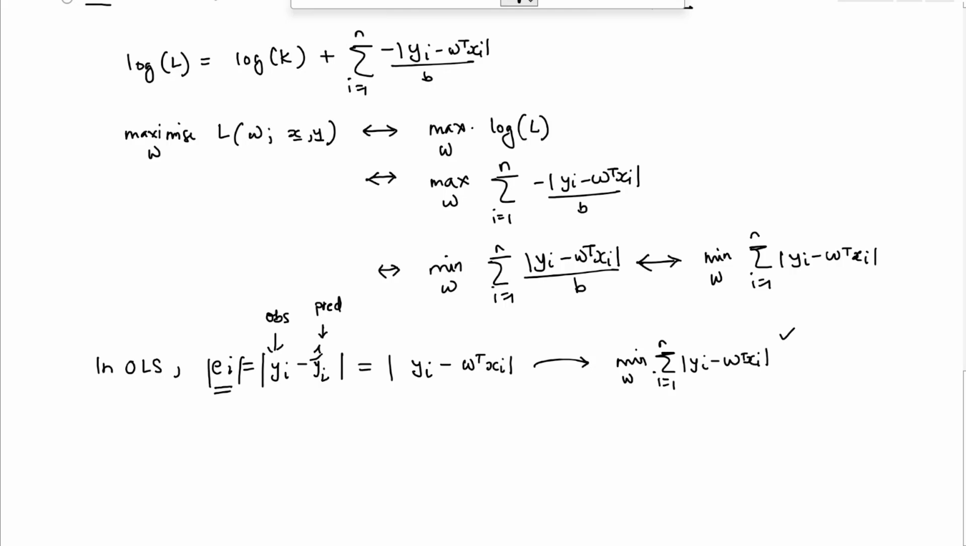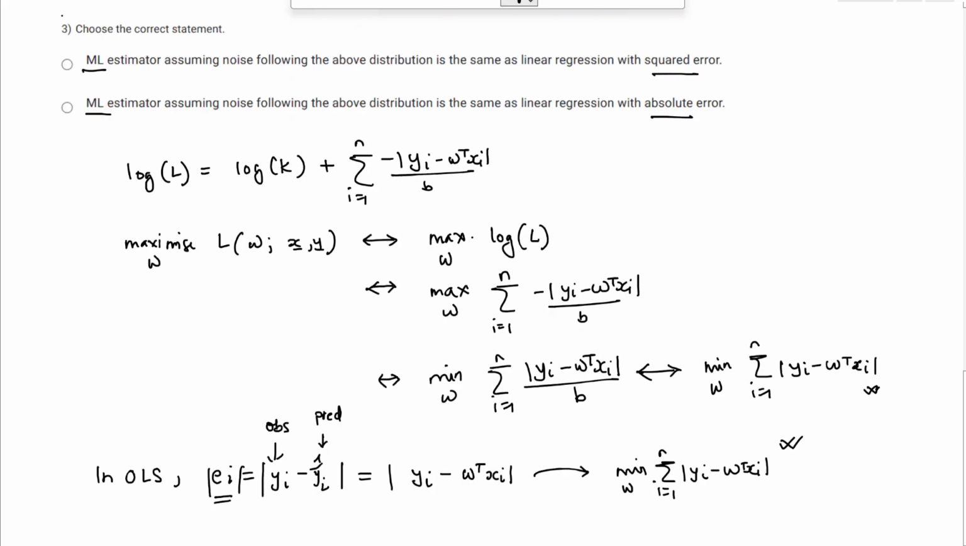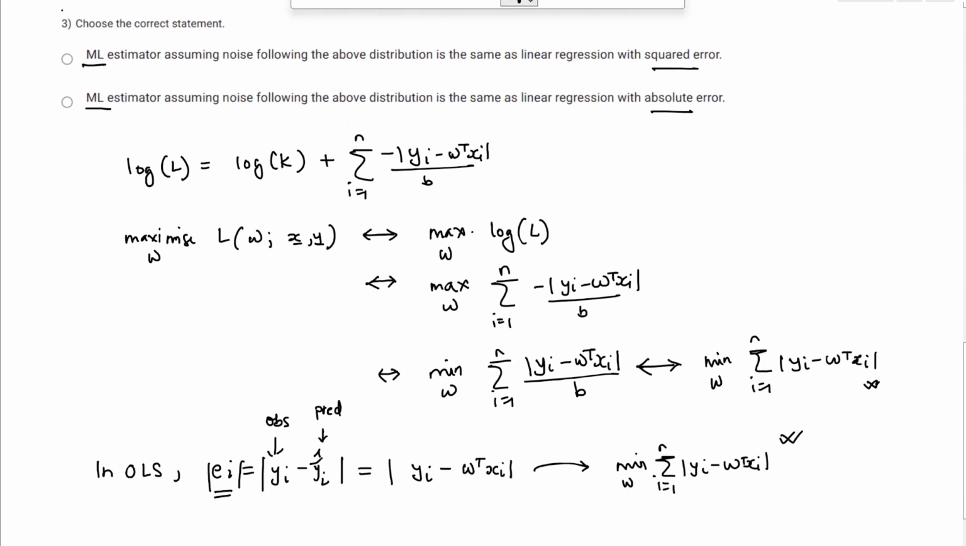So these two objective functions are the same, which means that the ML estimator assuming the noise follows the above distribution, which is Laplace, is the same as linear regression with absolute error. Because in both cases we are minimizing the same objective function. That is the reason.